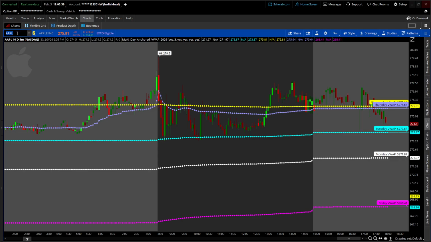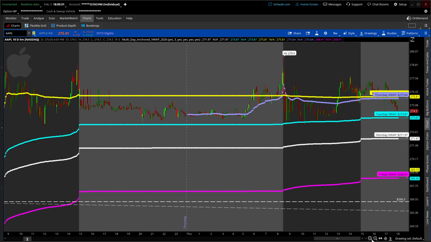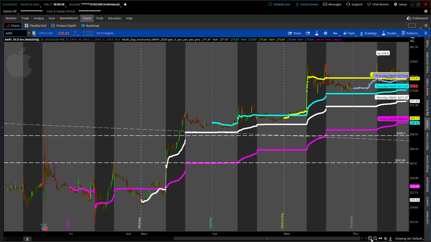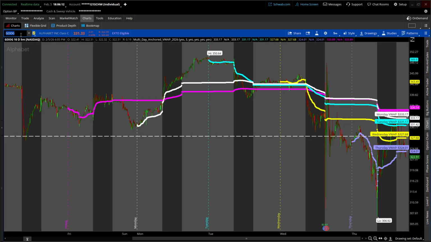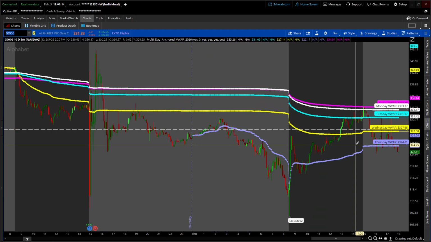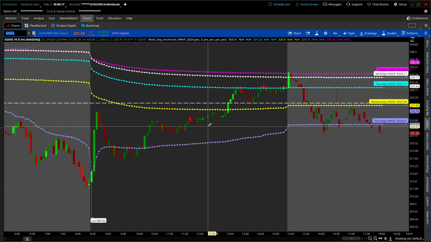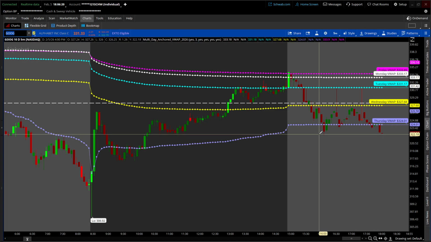Apple was one of the ones that actually held up. It came down to its Tuesday VWAP, then pushed back above Wednesday and Thursday as well. So these levels can act as possible support and resistance. And where's Apple's earnings? So it did collapse, but then it pushed back above Friday's VWAP here, and it's just been pushing up. This is one of the Magnificent Seven that has been holding up. Google has been holding up as well. It had earnings and actually pushed up today, and it's chopping around Thursday's VWAP.